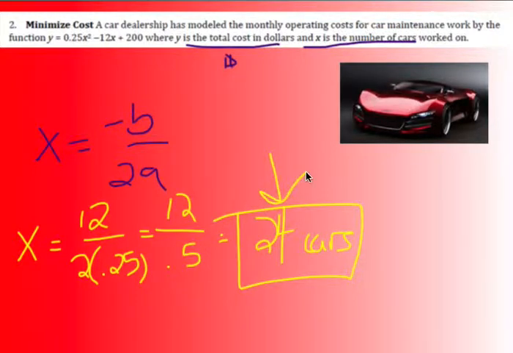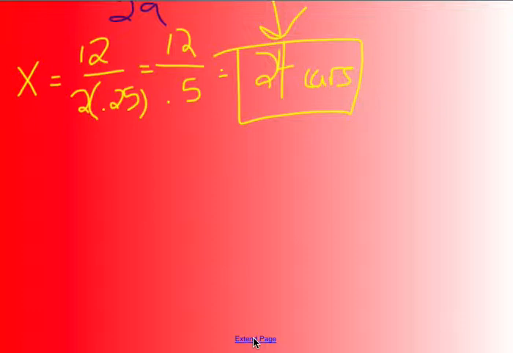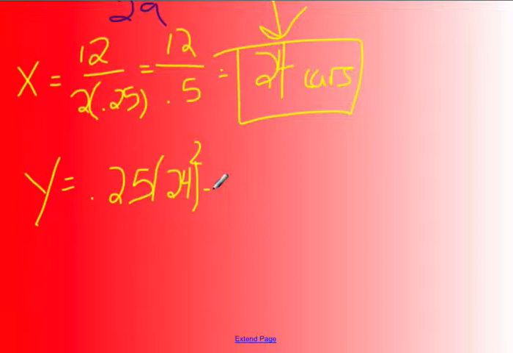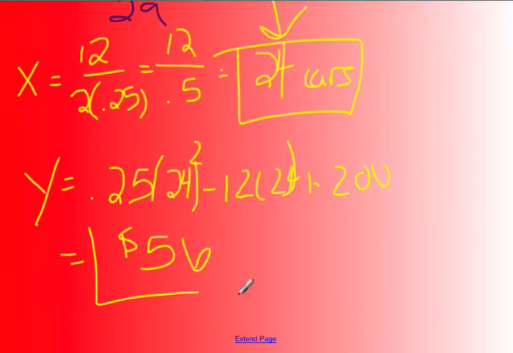That's how many cars you want to work on, but we also want to figure out what the minimum cost is. To get that minimum cost, we need to calculate the y-coordinate of the vertex. So I'm going to take my quadratic, and wherever I see an x, I'm going to put in 24. So I have 0.25 times 24 squared minus 12 times 24 plus 200. Then I can type this directly into my calculator. Just as a reminder, if you're using a basic calculator, you need to put a times symbol whenever you write out a parenthesis. When you solve this, you end up getting 56. So the minimum cost is $56. That's how much we will have to pay per car that we work on, but in order to get that price, we have to work on exactly 24 cars.